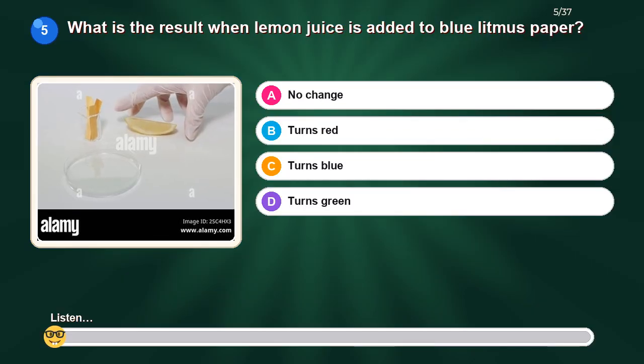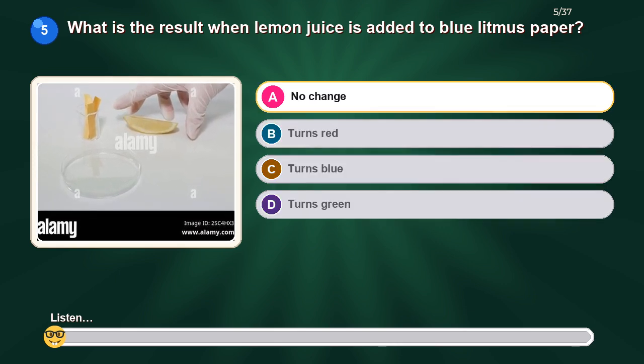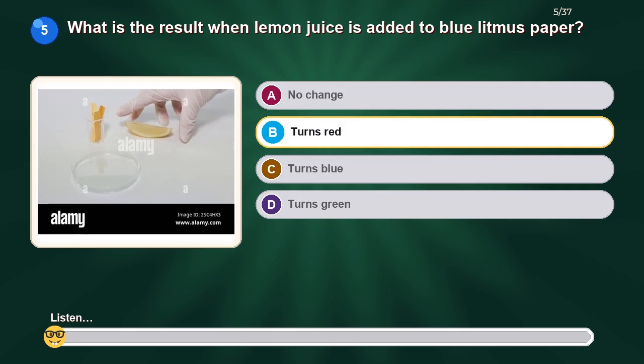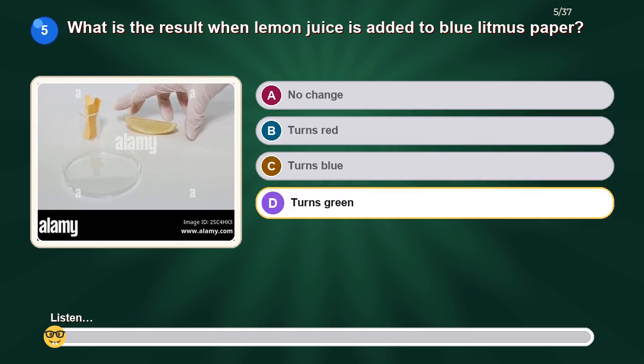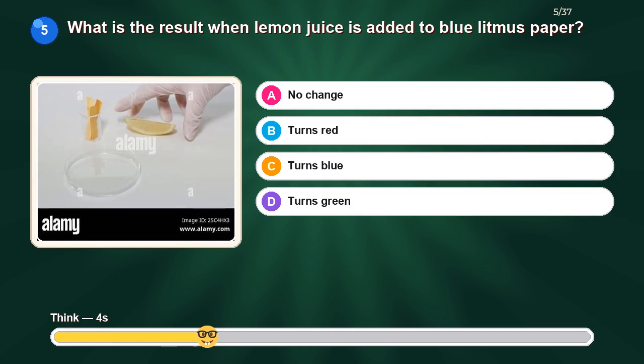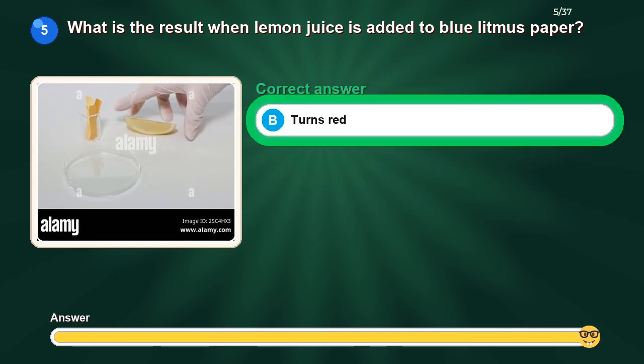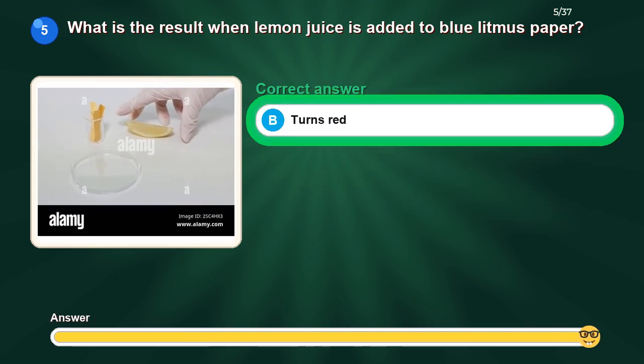What is the result when lemon juice is added to blue litmus paper? Option A, no change. Option B, turns red. Option C, turns blue. Option D, turns green. The correct answer is turns red.